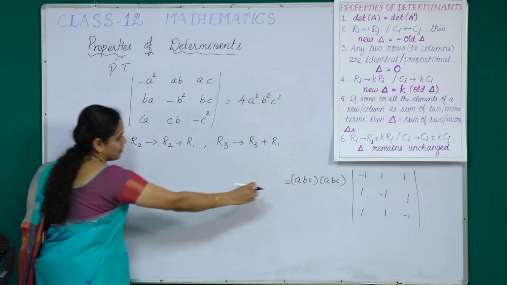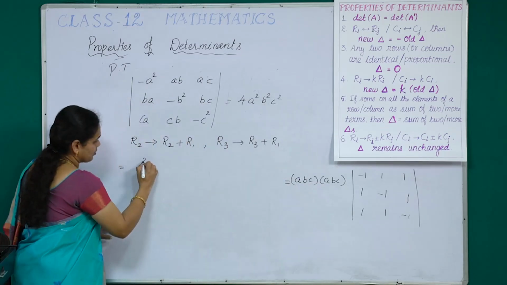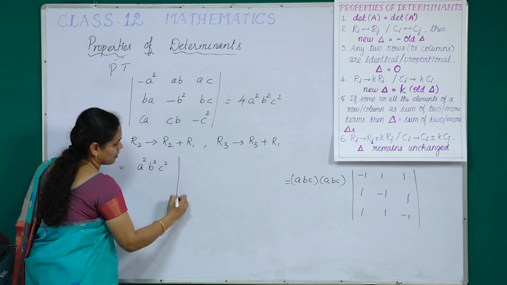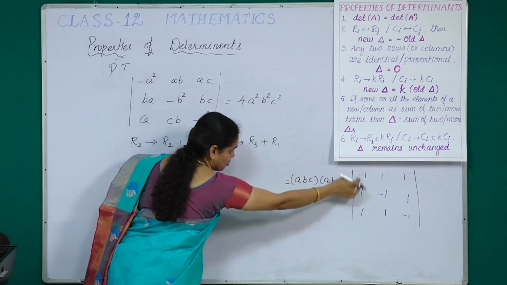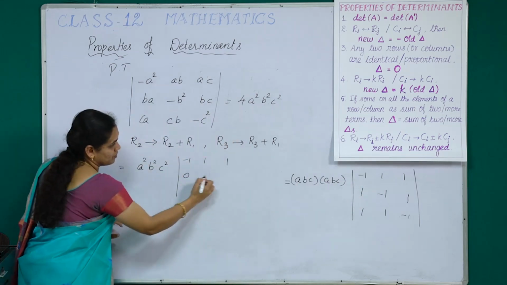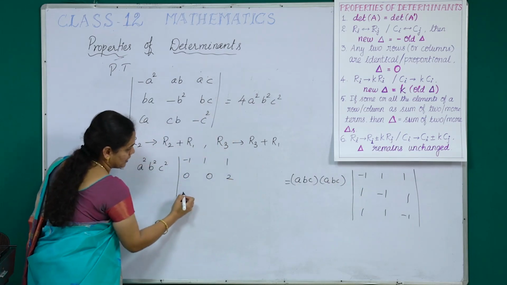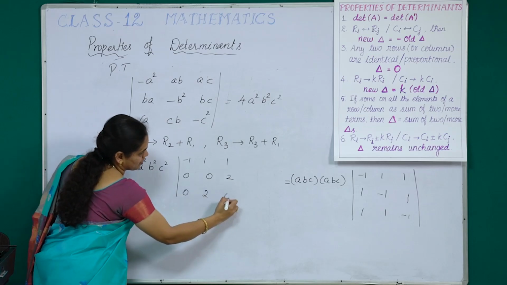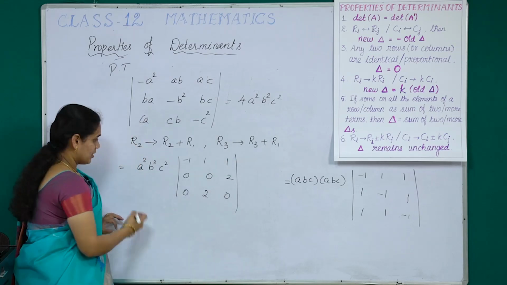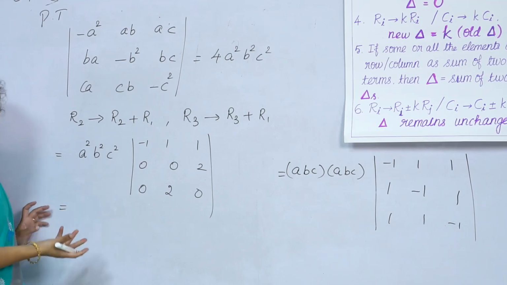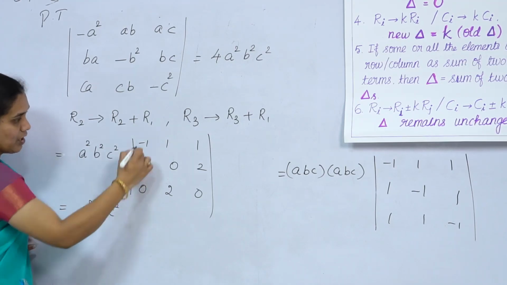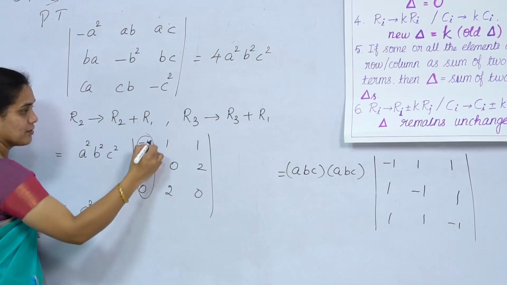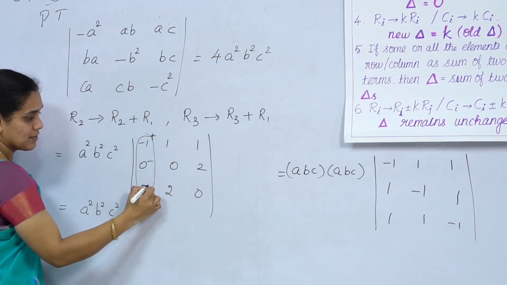So if you multiply these two, you get a square, b square, c square. Then the first row will not change. Then when you add these two, it becomes 0, 0, 2. And here 0, 2, 0. See, easy now. When we have more zeros, it is easy. So a square, b square, c square. I am going to expand along column 1. This is plus, minus, plus.